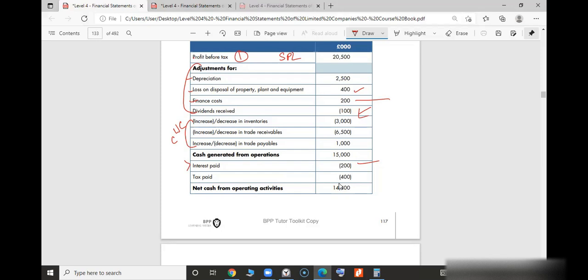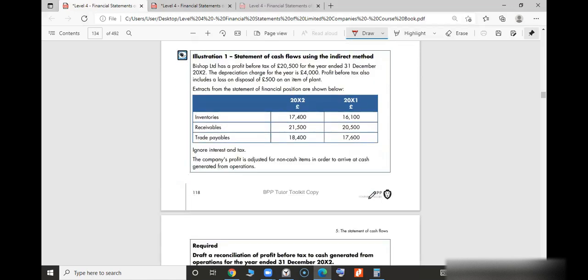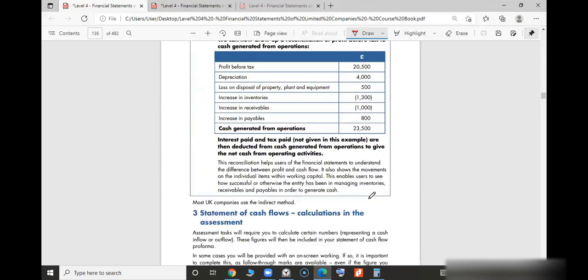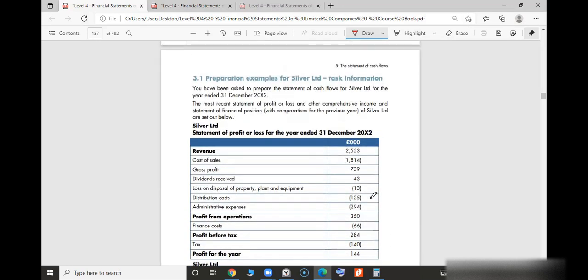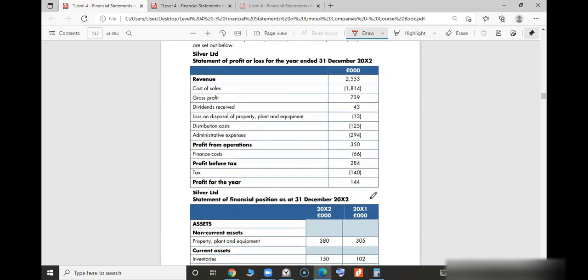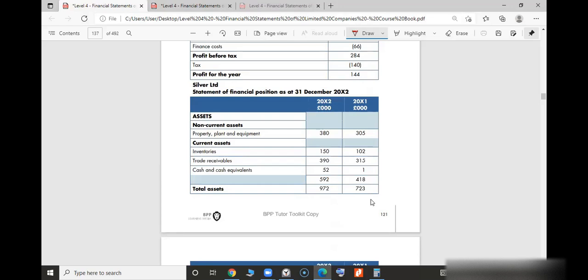Well, changes in working capital. What are the changes in working capital? Look at this. They said increase or decrease in inventory. There is an increase in inventory by 3,000. How do you know it is an increase or decrease? You need to compare last year with this year. I will show you a typical example. How does the question look? A question looks like this in front of you. There is an example called Silver Limited. This is an income statement, or SPL, you can say IS or SPL, income statement. And then there's a balance sheet, or SOFP.